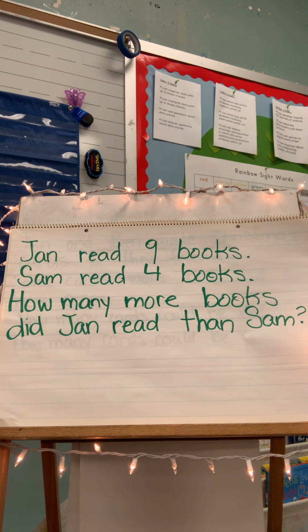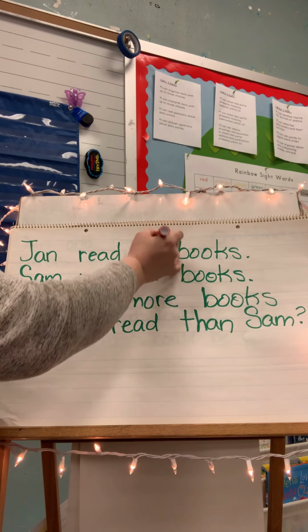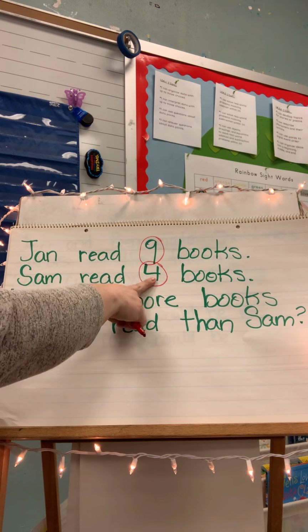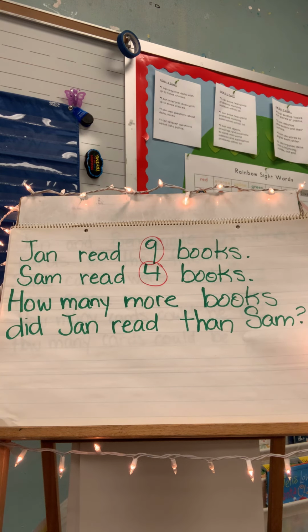Well, we know that the numbers are going to be important. I'm going to go ahead and circle 9 and 4. Those are the numbers. Those are going to be important when we go to answer our story problem. When we go to make a number sentence, those are going to be very important. Also very important is we need to know whether we need to add or subtract, okay?